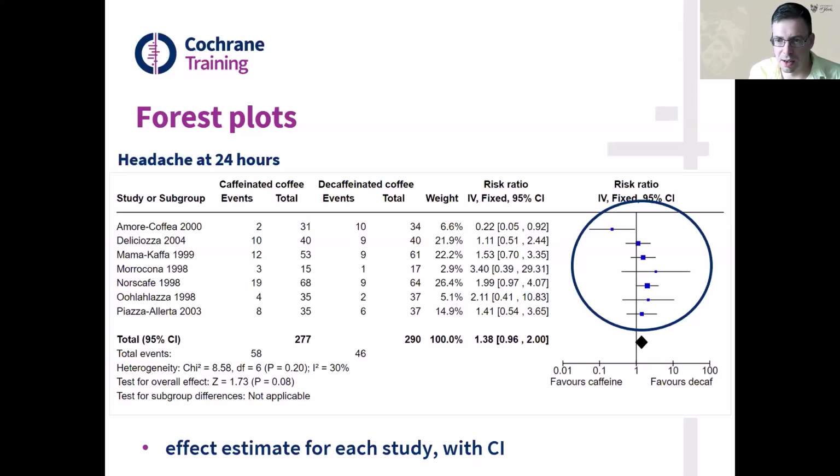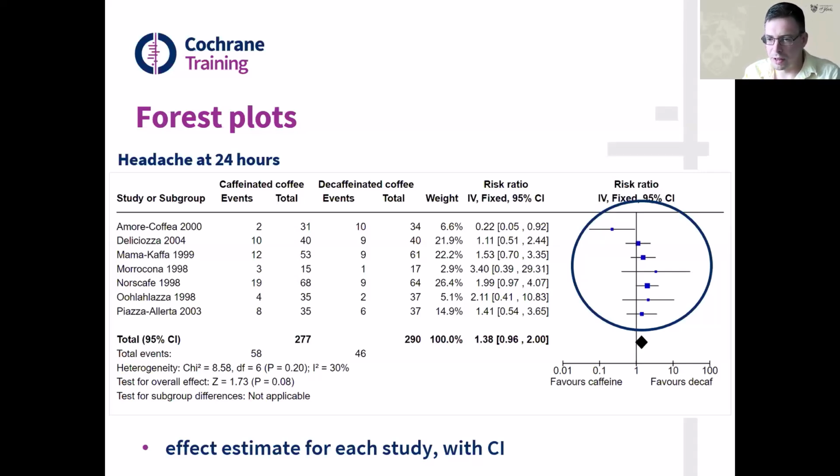So you can see that, I'm just trying to find it, the Norse Cafe study has the biggest square, and just immediately above it, the Morocona study has the smallest square because it had the smallest weight. So the plot itself tells us essentially everything we need to know about the data, about the study. And it immediately allows us to start looking at those, comparing the studies.